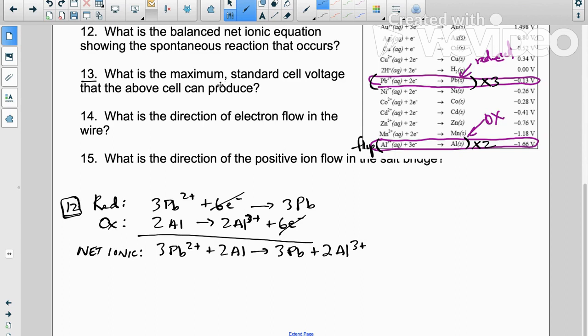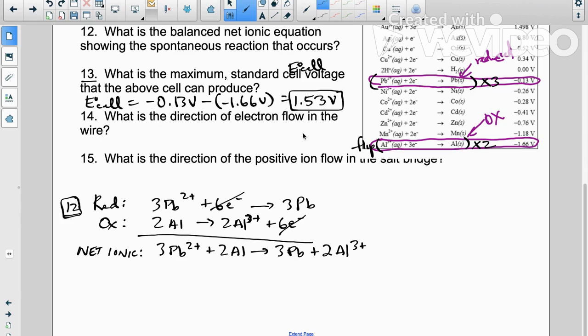All right, so 13 says, what's the maximum standard cell voltage that the above cell can produce? We take our E cell, that's what the standard cell voltage is asking for. That's going to be our reduction potential, minus 0.13 volts, minus the oxidation potential, minus 1.66 volts. So when we take minus 0.13 plus 1.66, we're going to get 1.53 volts. Okay, there's our standard cell voltage.